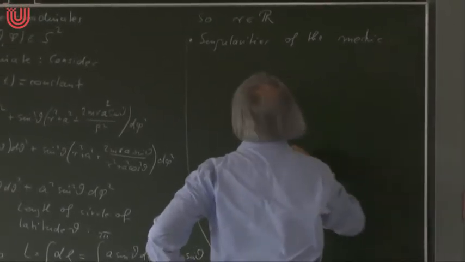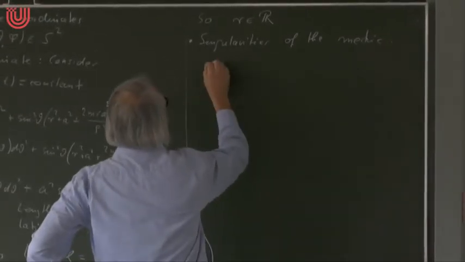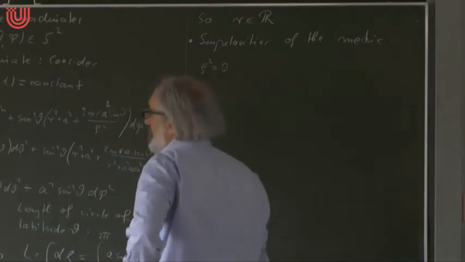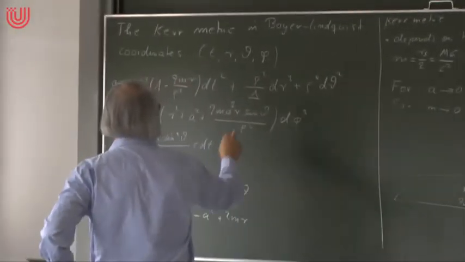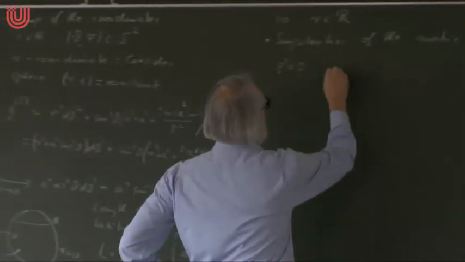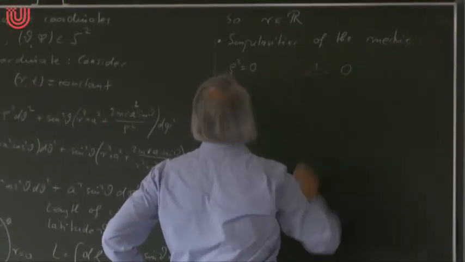Okay, singularities of the metric. So we look at the metric coefficients and we see rho squared equals 0 is some kind of singularity. It's a 0 in the denominator, and delta equals 0. And we have to discuss this.